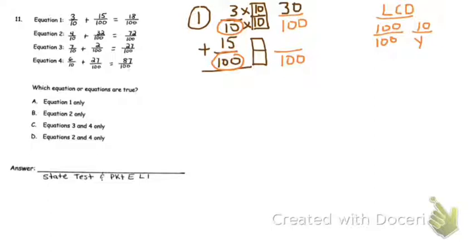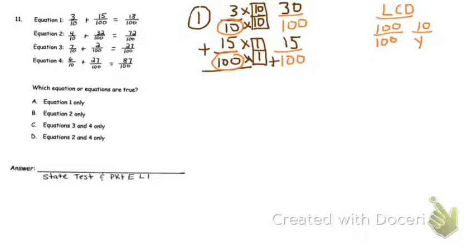Now let's take a look at the bottom fraction, 15/100. What do I do to 100 to turn it into 100? Well, times 1, because it already is 100. Whatever I do on the bottom, I must do on the top, and 15 times 1 equals itself, which is 15. So really 15/100 stayed the same.